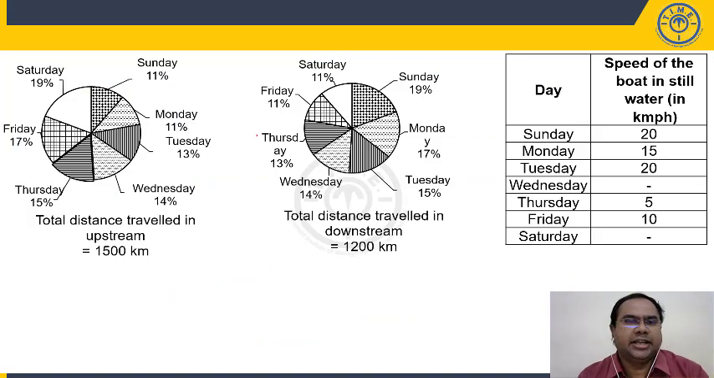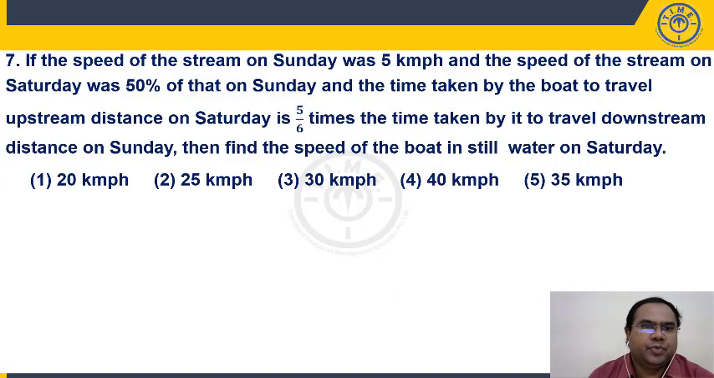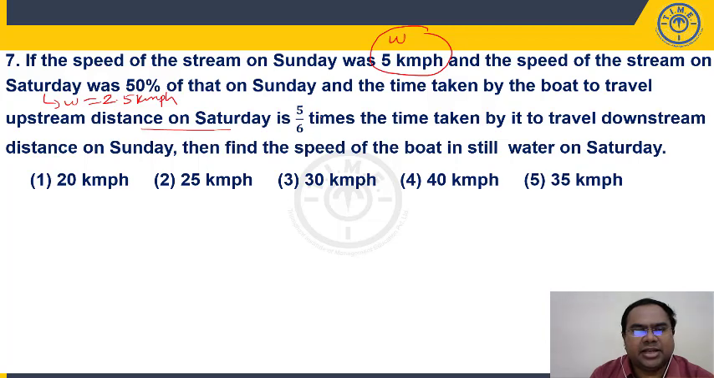Okay, let us take up question number 7. Speed of the stream on Sunday was 5 kilometers per hour. So Sunday W value is given, speed of the stream 5 kilometers per hour. Speed of the stream on Saturday was 50% of that on Sunday. So speed of the stream on Saturday is 50%, which is half. Half of 5 is 2.5 kilometers per hour. And time taken by the boat to travel upstream distance on Saturday is 5 by 6 times the time taken to travel downstream distance on Sunday.